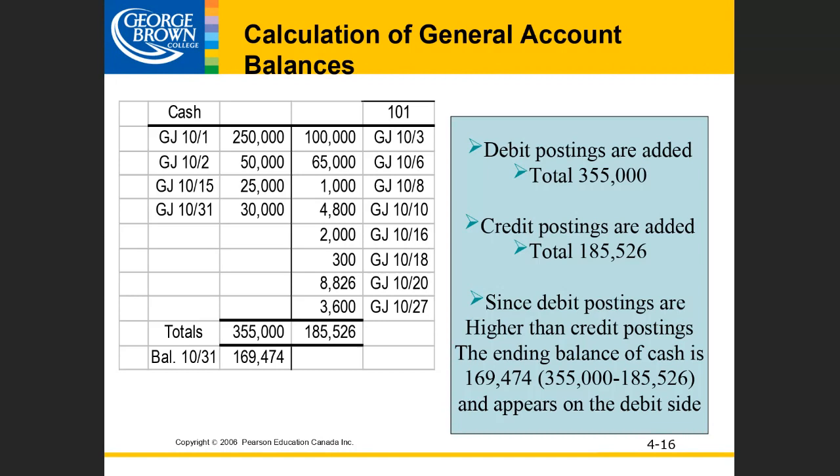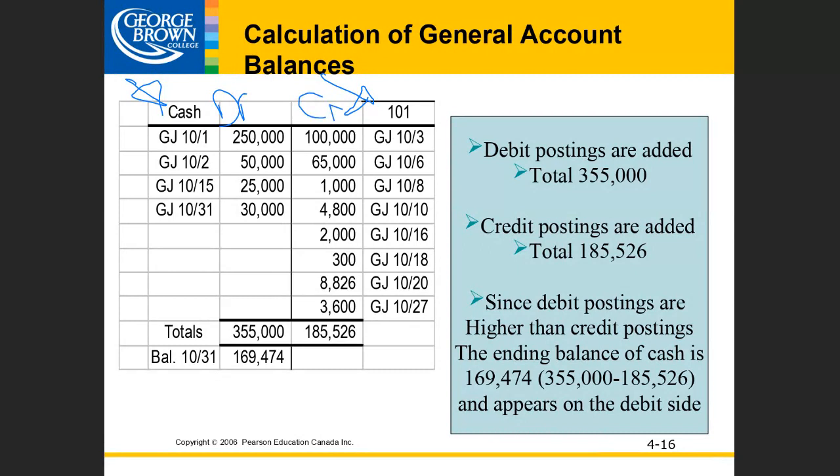And here's an example of calculating the balance of a general ledger account, right? So this is for our cash account, okay? The account code is 101, okay? On the left-hand side here of the T account is the debit side. On the right-hand side is your credit side.